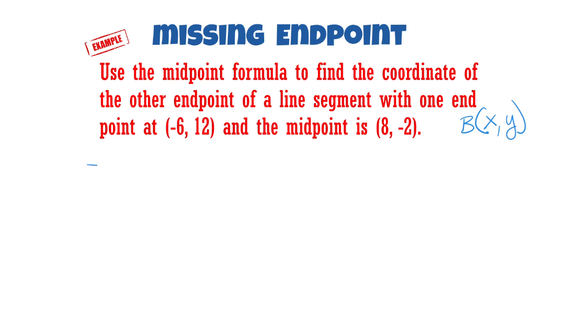Here we go. -6 plus x divided by 2. But here's the deal, it's not just this, but I actually know what I'm supposed to get from doing this. When I take this x plus this x, divide by 2, I'm hoping to get the midpoint. So this right here should equal 8.